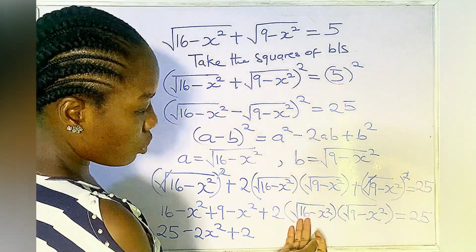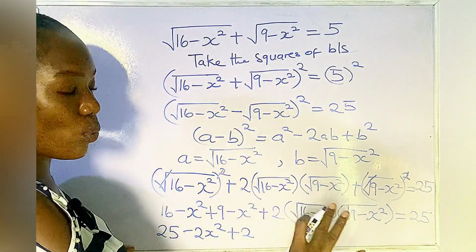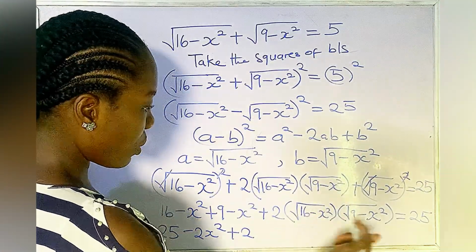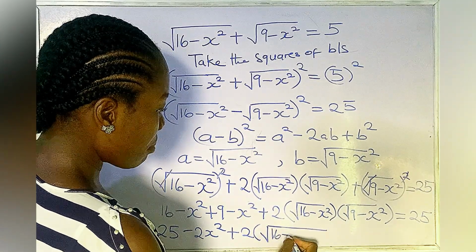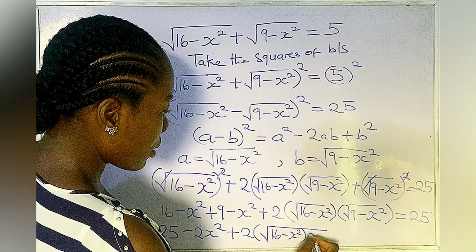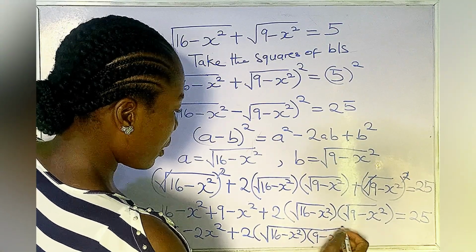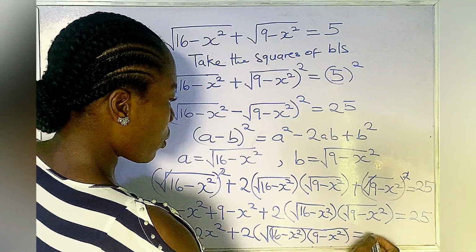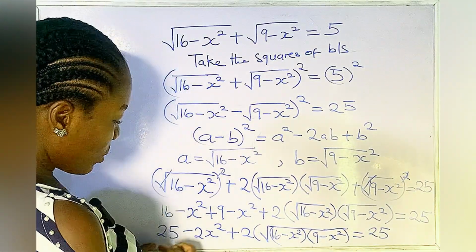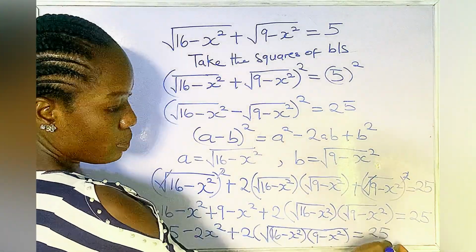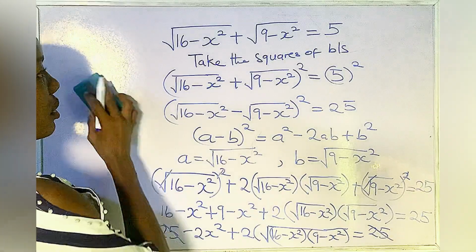Now these two, a and b, are in square roots, so we might as well cover them in one square root so that we don't have two square roots. So we'll have root of (16 minus x squared)(9 minus x squared), and that is equal to 25. Now we have 25 here and 25 here. When 25 moves over to this side, it becomes negative 25, so these two can cancel.